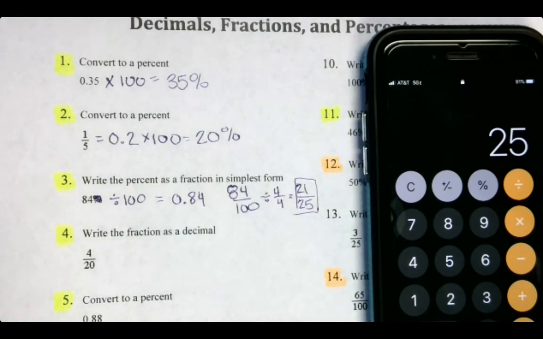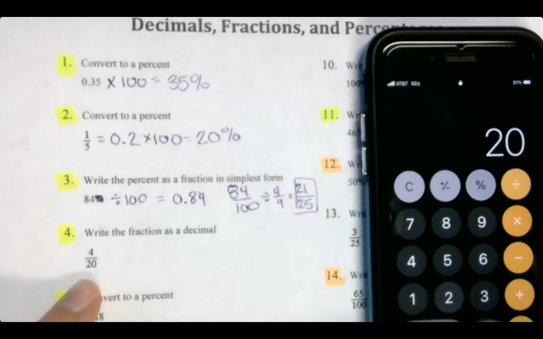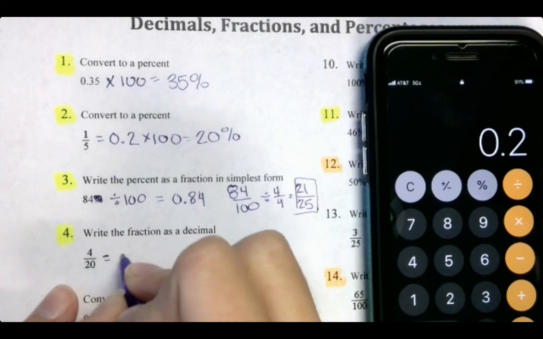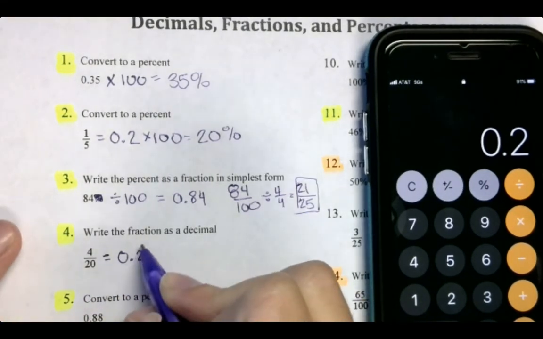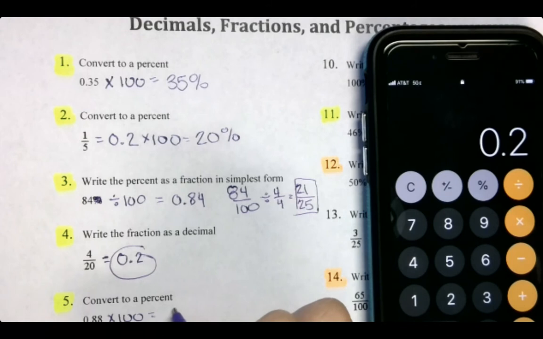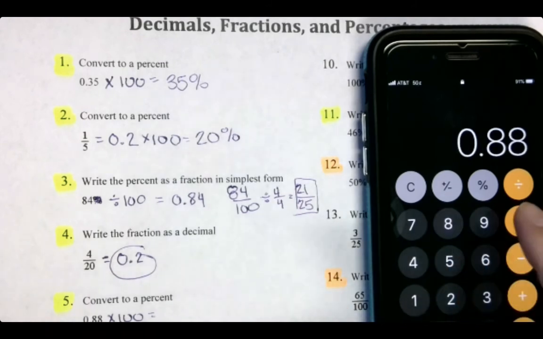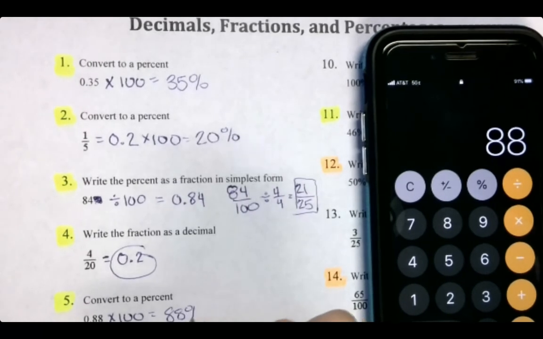All right. This next one, they just want it as a decimal. So again, we are going to take the numerator, 4, divided by the denominator, 20, and we will get 0.2. Convert this to a percent. We did that before. We are just going to times by 100. 0.88 times 100, and we will get 88%.